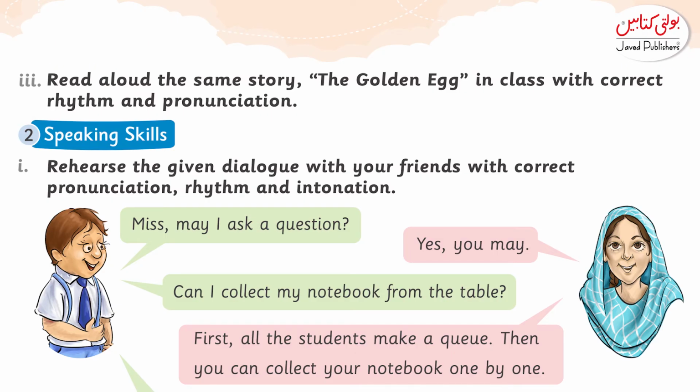Moving on to the next page, read aloud the same story, The Golden Egg, in the class with correct rhythm and pronunciation as I have told you before. Speaking skills: rehearse the given dialogue with your friends with correct pronunciation, rhythm and intonation.